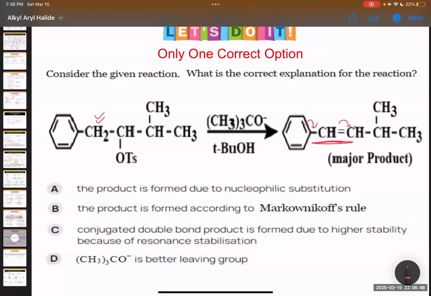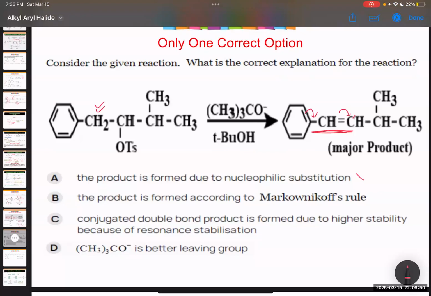Okay, is the product formed due to nucleophilic substitution? No, this is an elimination reaction. Is the product formed according to the Markovnikov rule? No, this product has formed because of the Saytzeff rule. Is the conjugated double bond product formed due to higher stability because of resonance stabilization by the benzene ring? Yes. Is it a better leaving group? No, this is not a leaving group.